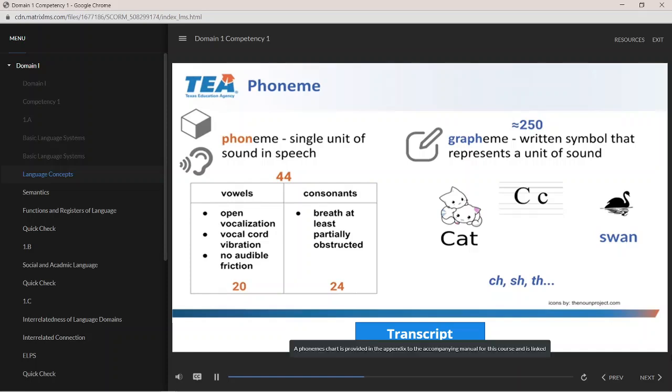A phonemes chart is provided in the appendix to the accompanying manual for this course and is linked in the resources. While it is not necessary to memorize every phoneme, much less every grapheme, it is important to be familiar with these terms as fundamental language concepts.